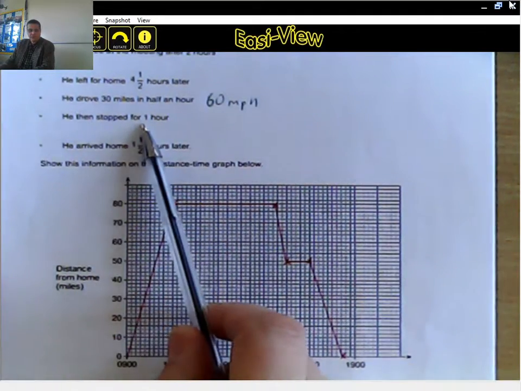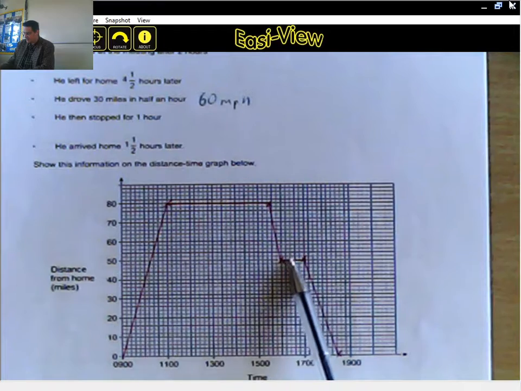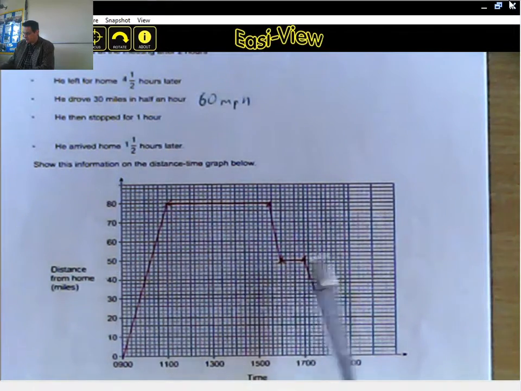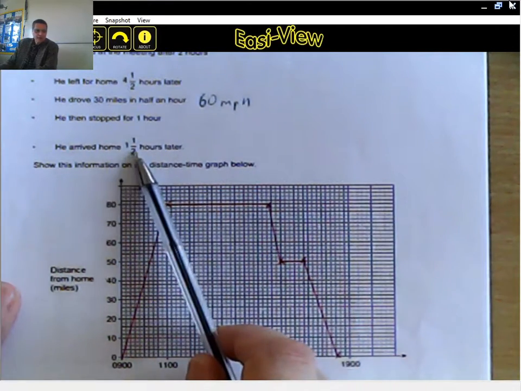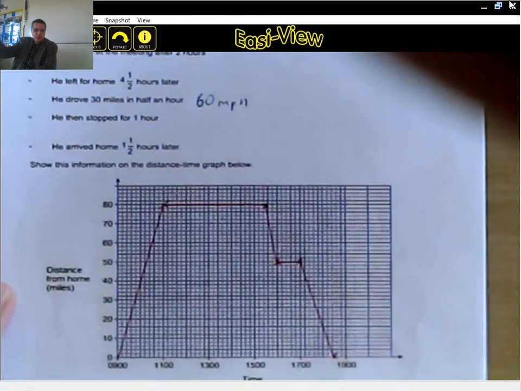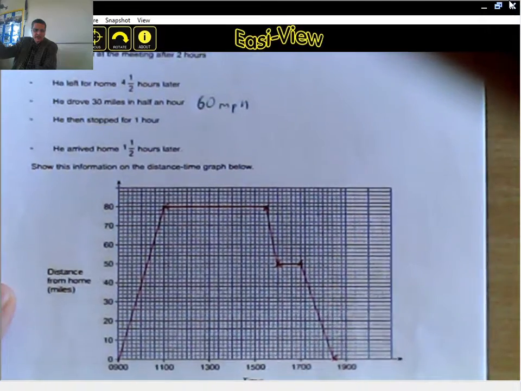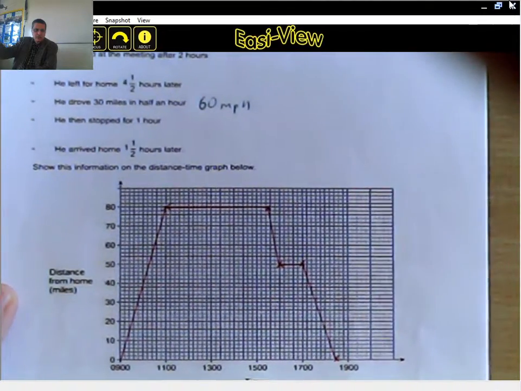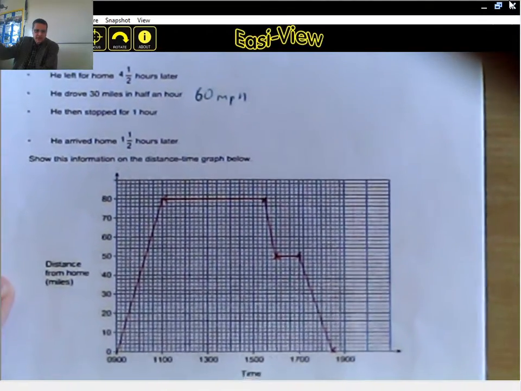He then stops for another break for an hour. That's easy. It's a block of time there. That's an hour. And then he arrives home 1.5 hours later. Let's try and focus that a bit better. 1.5 hours later. That's just the best I can do. So just watch what you have in front of you. Yours will be clearer than mine.